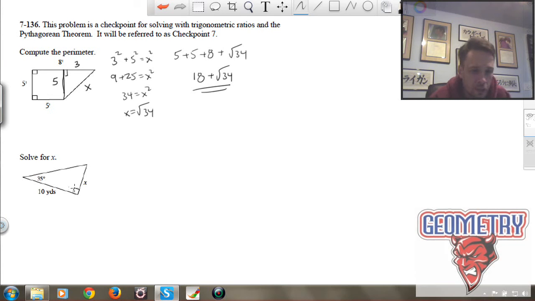This next one looks like a trig one. It's a right triangle trig, so there's our angle. X is the opposite side, 10 is the adjacent, so that looks like a tangent function to me. So the tangent of 35 equals opposite x over adjacent 10. And just cross multiply there. So x equals 10 times the tangent of 35, which ends up being just about exactly 7.002.